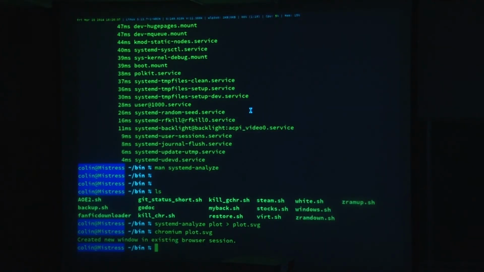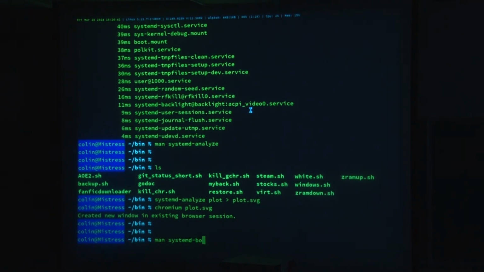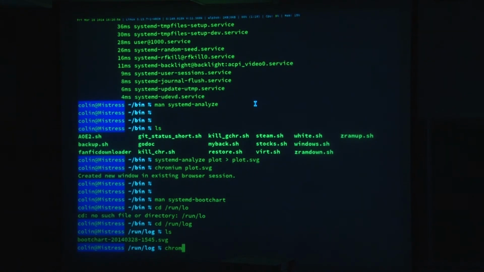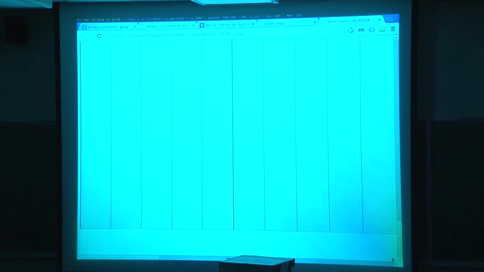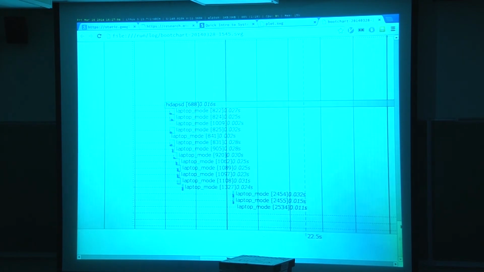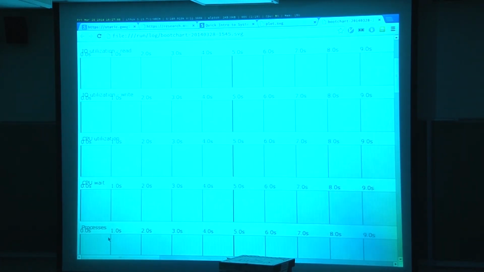So that's that. Also, if you want even more information, there's this thing called systemd-bootchart. Basically, you change your init path from systemd to systemd-bootchart, and then you look in run log, and it produces a pretty picture. And this pretty picture is pretty similar to what you saw before. It's got all this stuff. It's got a little bit more information, and it goes for longer, because it waits for a user to actually log in, but it also gives you I/O utilization, CPU utilization, and processes.